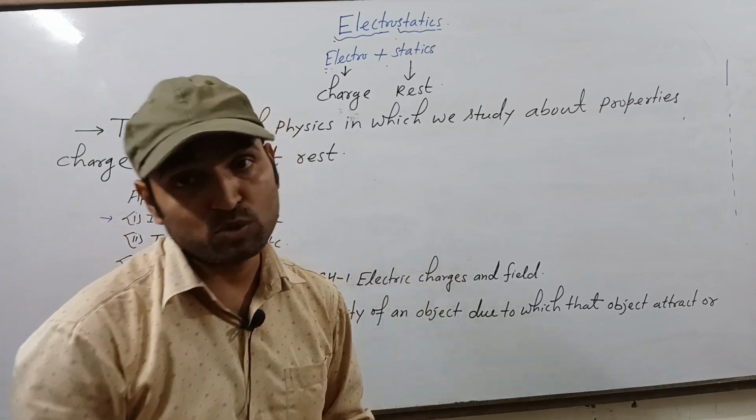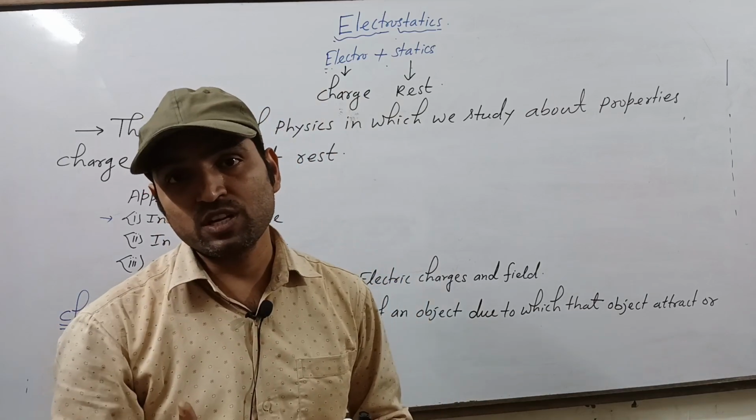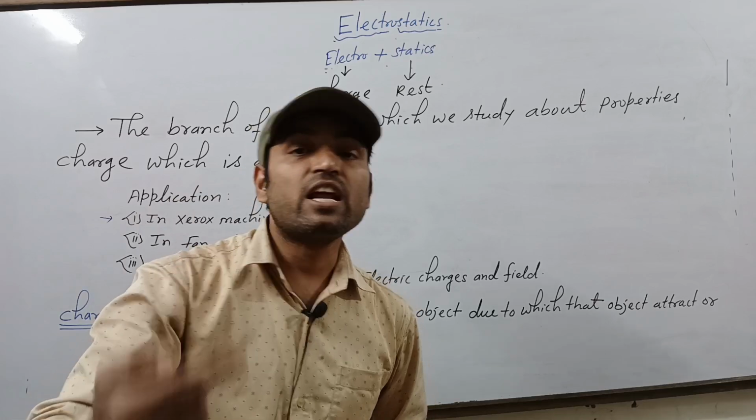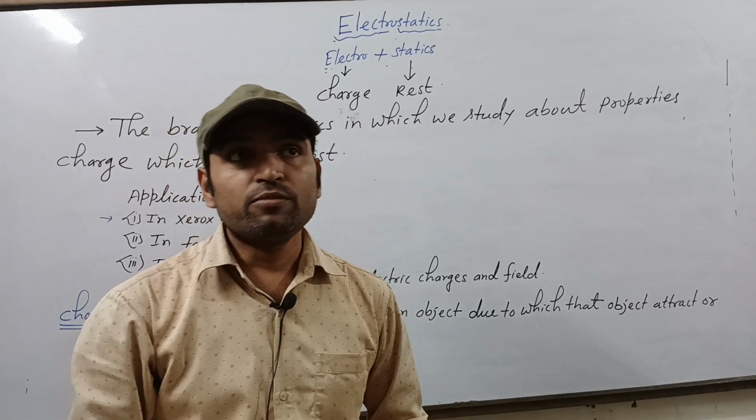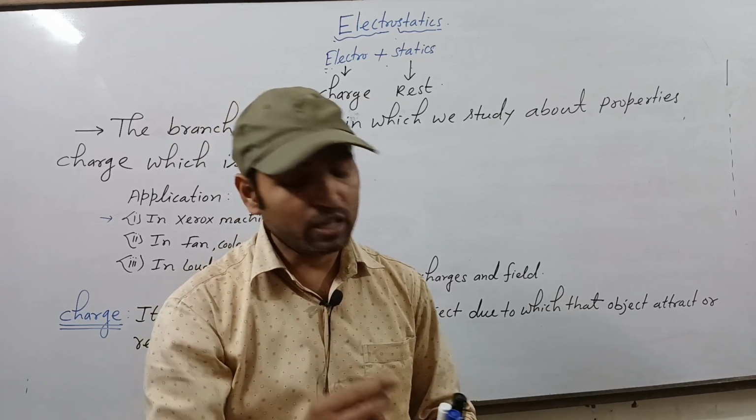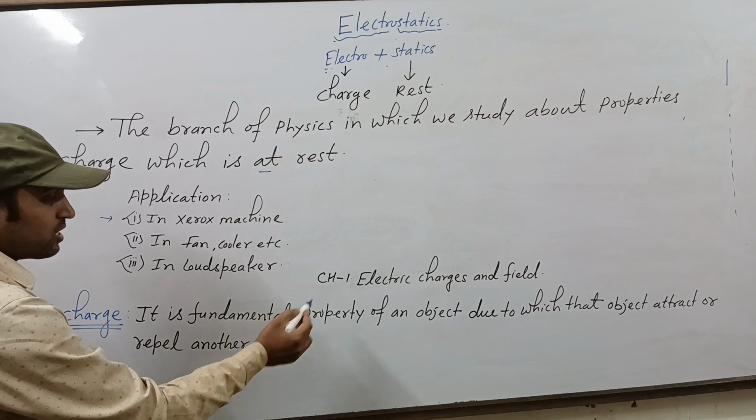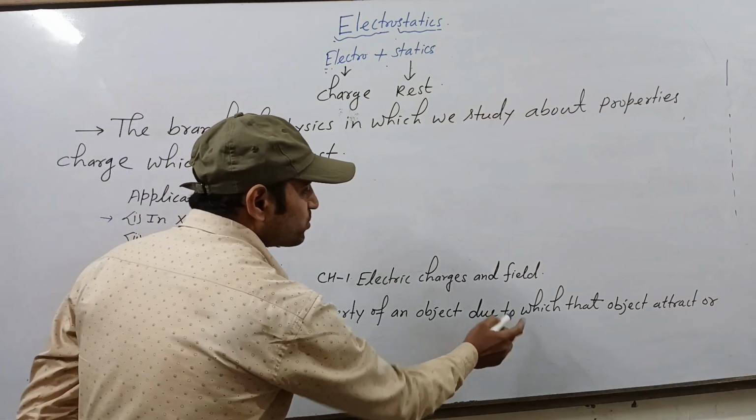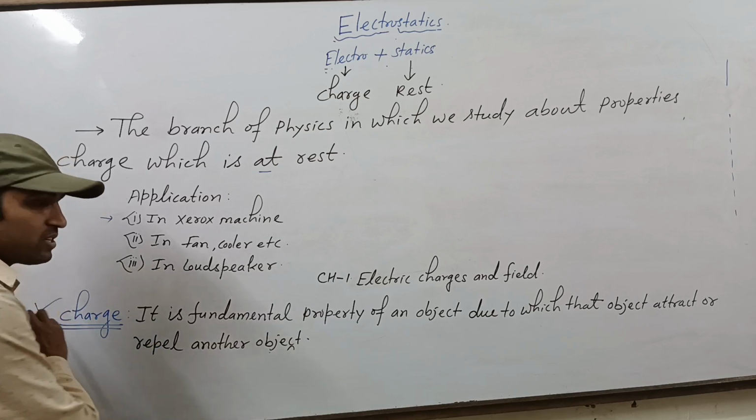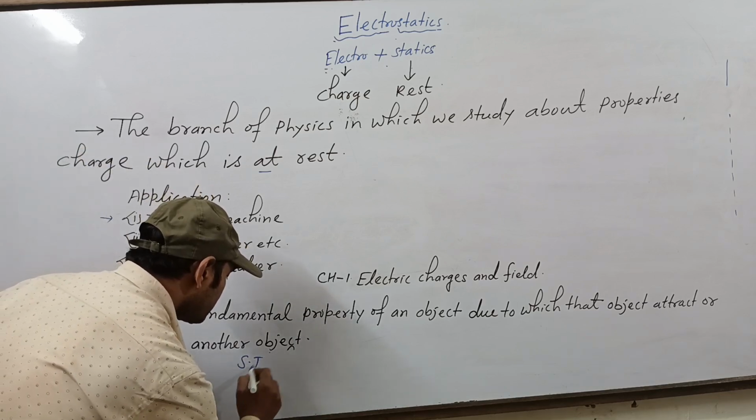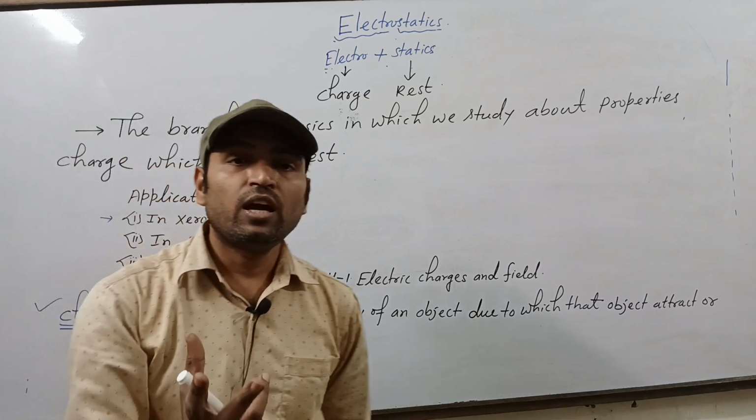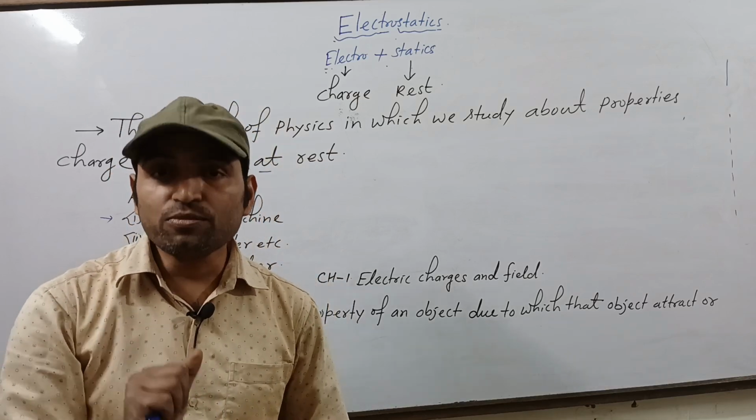What is charge? First we know about what is charge. Charge is the fundamental property of an object due to which that object attracts or repels another object. Fundamental means the property that belongs to the fundamental particles. This is called charge. This is a physical quantity. What is a physical quantity? The quantity that helps in the study of physics.